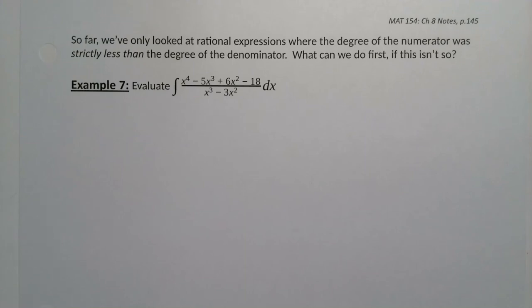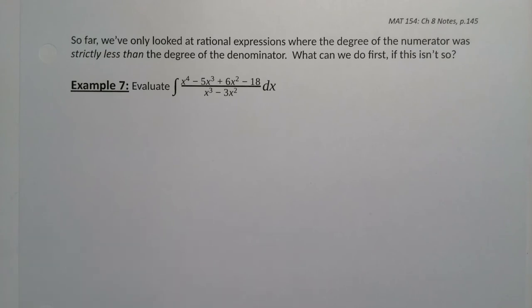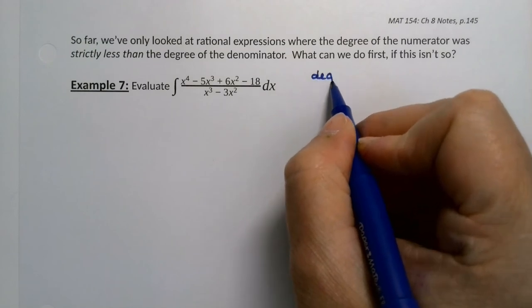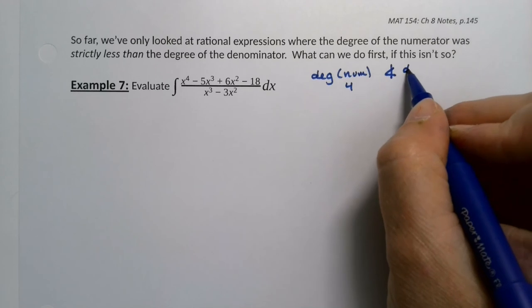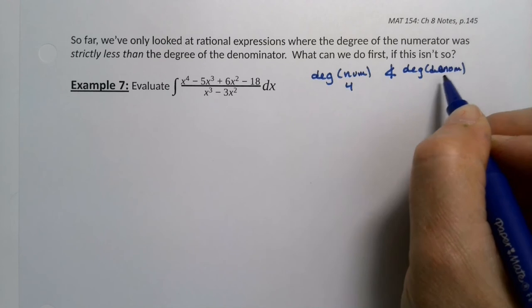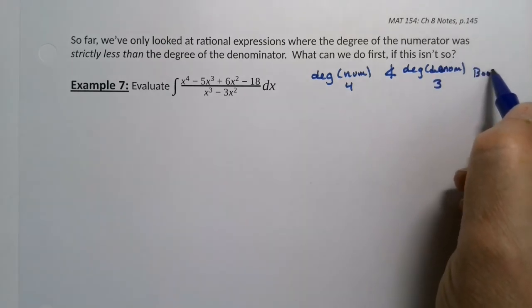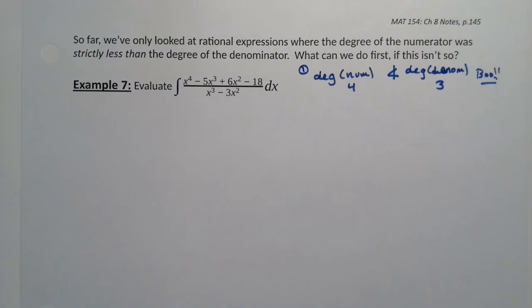So far, every example that we've looked at passed part 1, namely the degree of the numerator was less than the degree of the denominator. But that's not the case in this example. The degree of the numerator is 4, and the degree of the denominator is 3. So we're in trouble. That is not less than the degree of the denominator, which is 3. So then what do we do? Well, then we have to use polynomial long division.